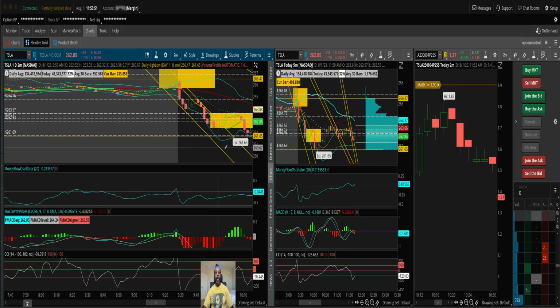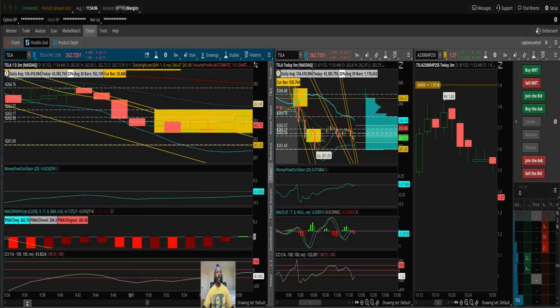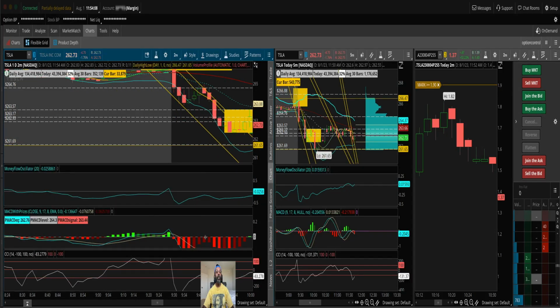So let me come over here to 950. When do I get in the trade and send it out to you guys? Right on this candle right here. Let me just move this over here. So right in this area here, I send out the trade.